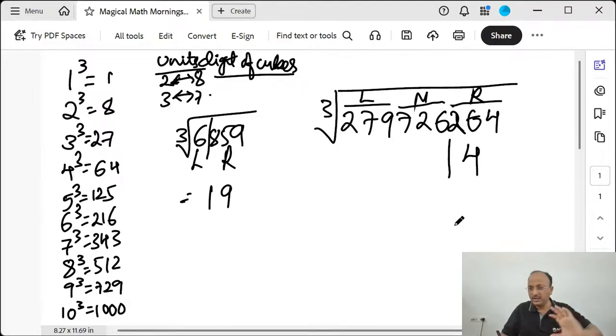Only 2, 3, they will be having a complements. Correct? No? Left side digit what? 279. It is greater than 6 cube, but less than 7 cube. So left side digit is what? 6. This also is fixed.